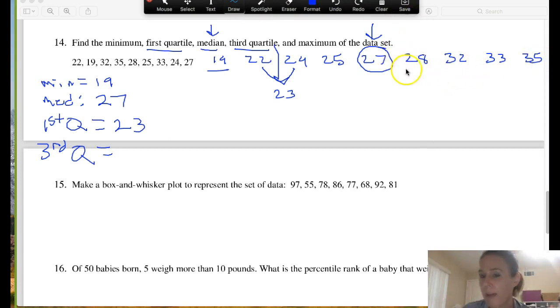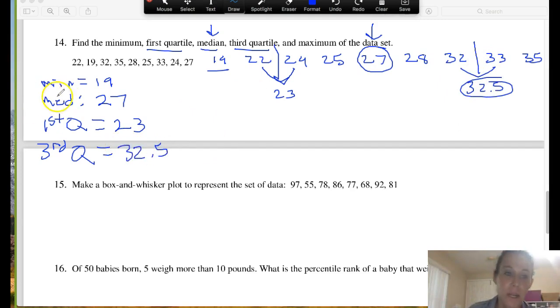So the upper half would be between these 2 points. So between 32 and 33, it's going to be 32.5. If you're not sure, add together, divide by 2, you'll get 32.5. So that is the upper half's median. So the median is really your second quartile, okay?